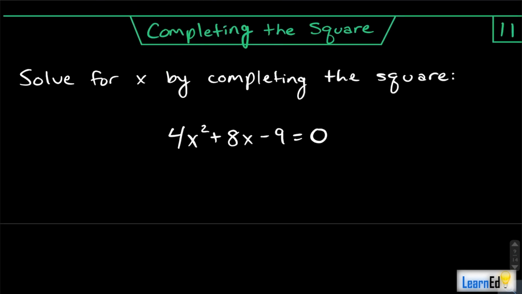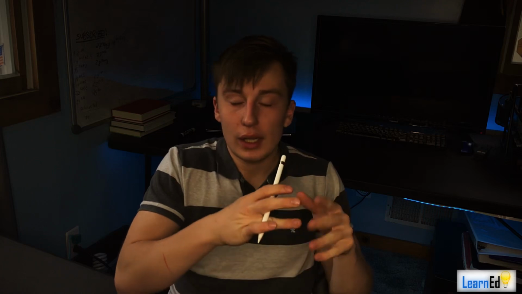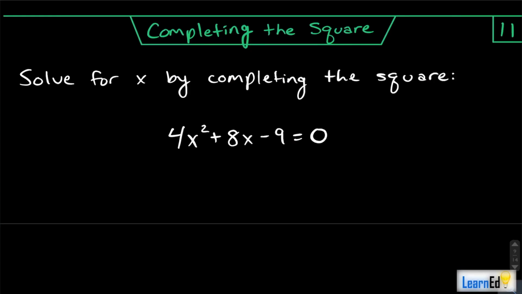So now let's move on to problem 11, which is on completing the square. So we want to solve for x by completing the square here. And we have 4x squared plus 8x minus 9 equals 0. Okay? Now, I gotta admit, I didn't make this problem too easy, because I have that 4 in front of the x squared, right? And when you have anything other than 1 as the coefficient in front of x squared, you have to make sure that you get rid of that before you actually complete the square, okay?